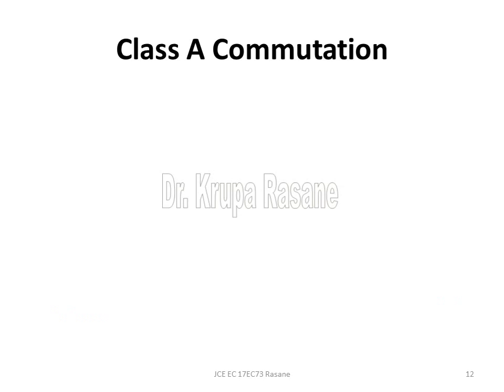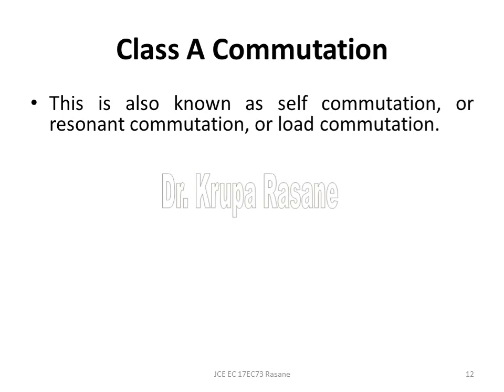Now let us look at class A commutation. This is also known as self-commutation. Note the difference: this is not line commutation or source commutation. It is called self-commutation. Self-commutation means automatically after some time it is going to turn off. It is also called resonant commutation or load commutation.